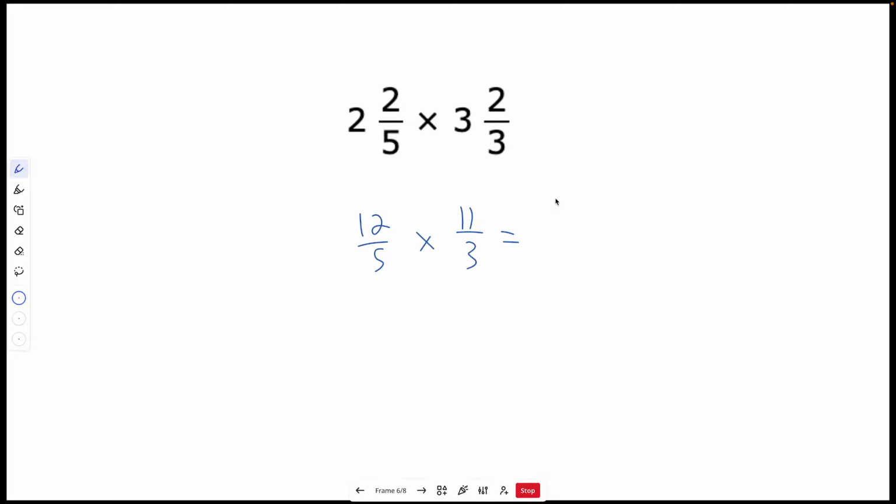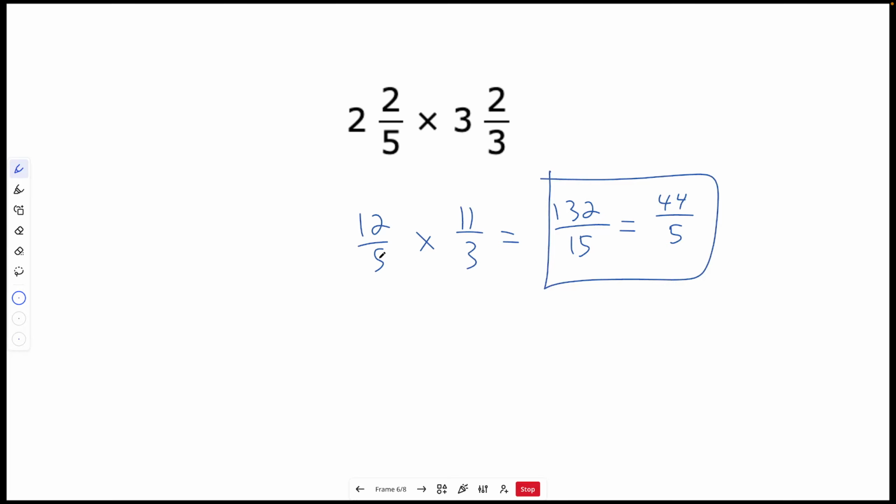So 12 times 11 is 132, 5 times 3 is 15, and now you can leave the answer like this. If you learned how to reduce fractions, this can actually be reduced because these are both divisible by 3. So if you divide the top one by 3, you get 44. If you divide the bottom one by 3, you get 5. But either answer will work. You can leave it unsimplified or you can simplify.